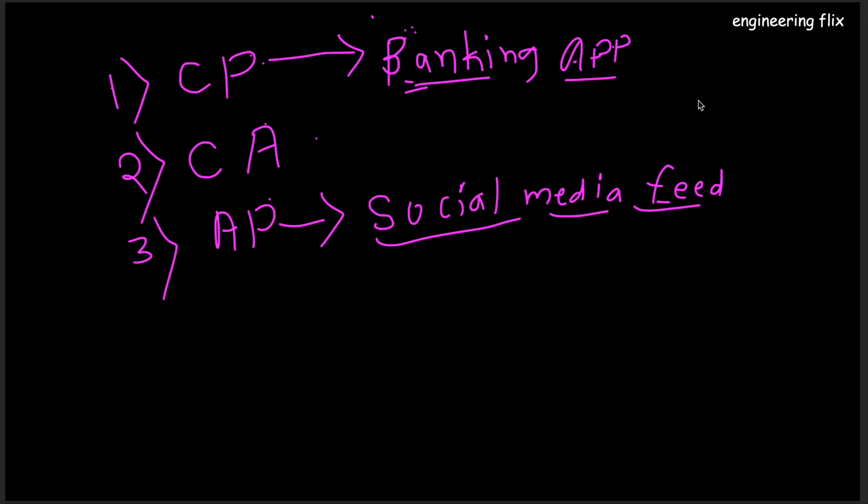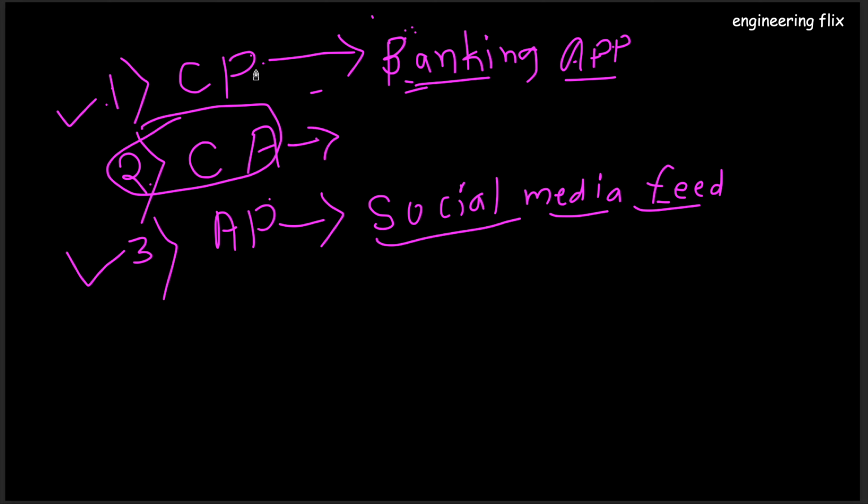Whenever we consider a real-world application, partition tolerance is something which is always considered. So we just have to choose between consistency and availability based on our business requirements and business logic. And the third one which remains is consistency and availability.